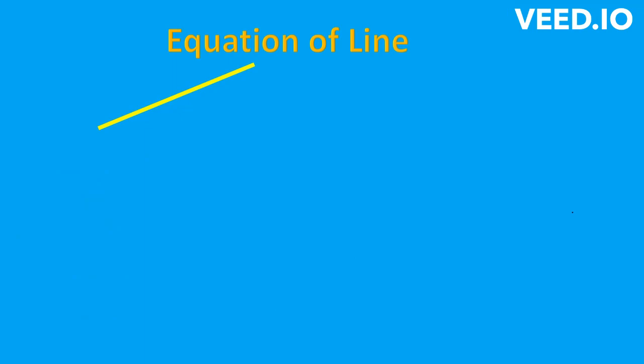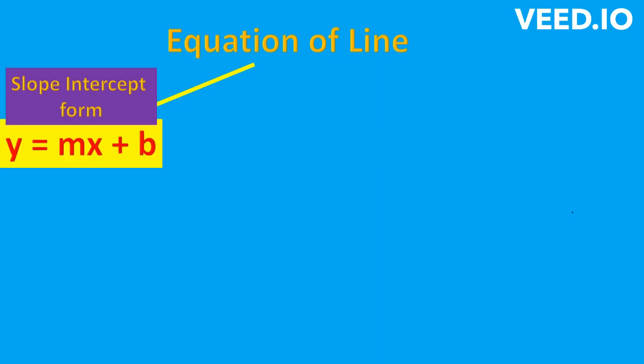Now we have learnt one way of writing an equation, that is the slope-intercept form, where we know the slope and y-intercept. Y is equal to mx plus b is the slope-intercept form. We know the slope here, that's m, and we know the y-intercept, that's b. So when we know slope and y-intercept, we can write the equation like this: y is equal to mx plus b.